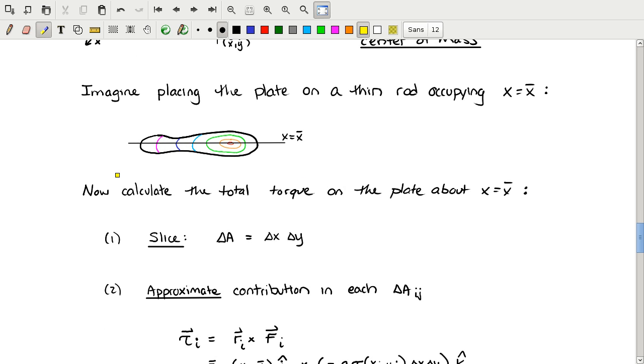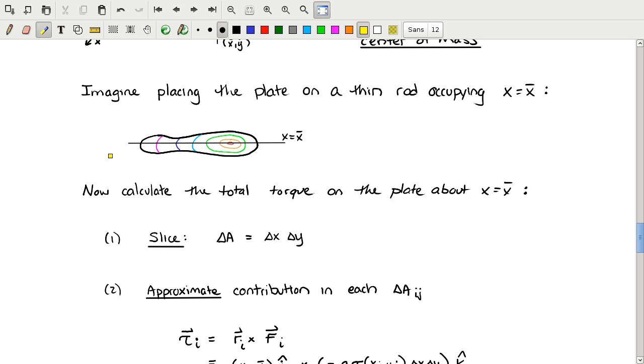So imagine that we take a thin rod at a particular value, x equals x bar. Here I've tried to sketch this thing. Remember, the x coordinate is usually drawn coming out of the screen, and so this is a line of constant x. We place our object on this line of constant x, and we will now calculate the total torque exerted by gravity on this plate about this axis, x equals x bar.